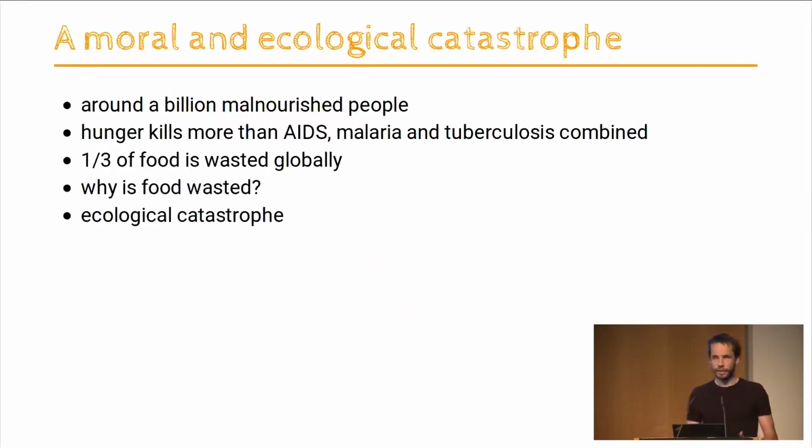To give you an introduction into the food waste problem, on the planet today, we have about 1 billion malnourished people, which is a huge moral disaster. Hunger is killing more people than AIDS, malaria, and tuberculosis combined. And this is in the context where 1/3 of the food we produce on the planet goes to waste. In some estimates, it's up to 50% as well.